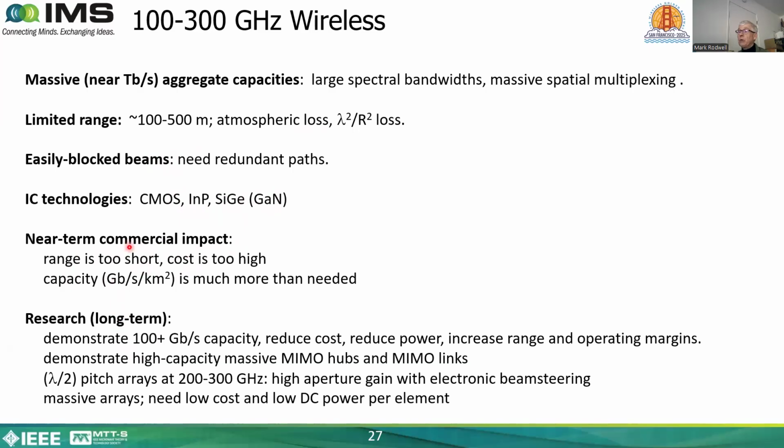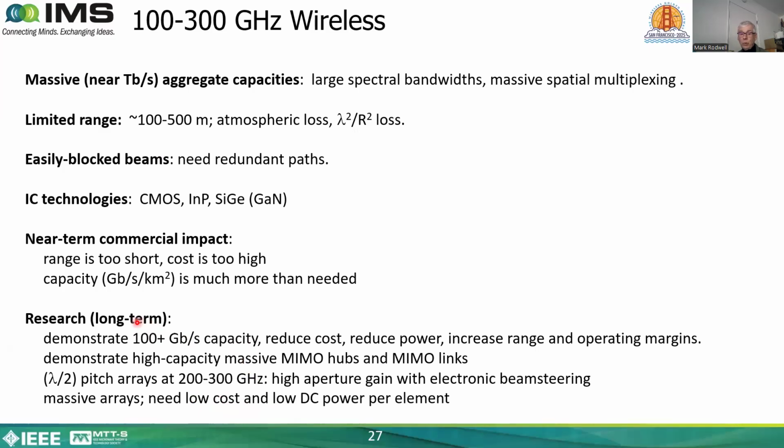So the research, therefore, to make these systems viable is that we must first demonstrate, as the community is now doing, not only very high capacity links, but we must reduce the cost and the DC power consumption and work to increase the range. We need to work to demonstrate high capacity MIMO links and hubs. And at the higher frequencies where this hasn't been done yet, we need to demonstrate those half wavelength pitch phased arrays for those applications that need it to provide that electronic beam steering and high aperture gain. We must also drive up the number of elements because this helps us with the link budgets, but we need to do this at low cost and low DC power consumption.